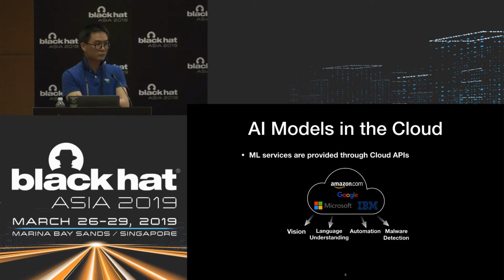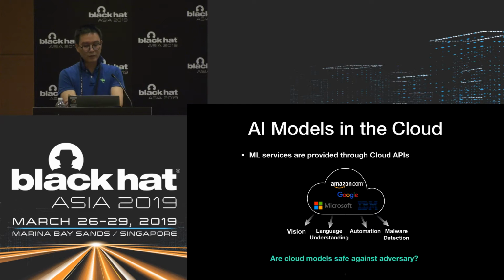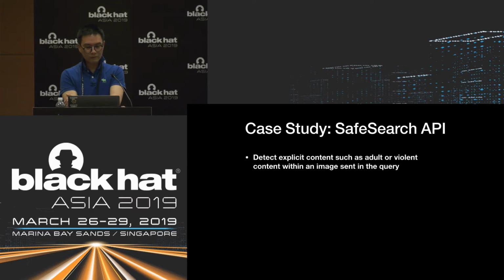Talking about cloud services, this reminds us of big players like Amazon AWS, Google Cloud, Microsoft Azure, as well as IBM. They provide lots of machine learning capabilities, like image classification, object detection, and natural language processing. You can also find some malware classification capability. However, the question we have is, are these cloud models safe against adversaries? The answer is no. I will walk through a simple case study to explain that.